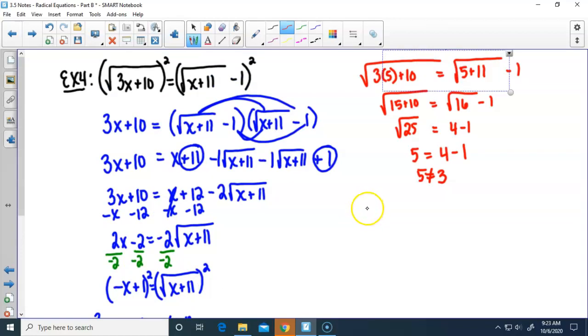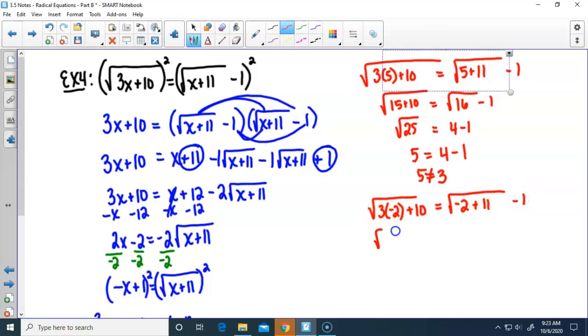It's abnormal for both of these to be extraneous. Most of the time, if they're both extraneous, it probably means that you made a mistake solving the problem. Hopefully we did not do that. So let's check negative 2 and hope that it works.